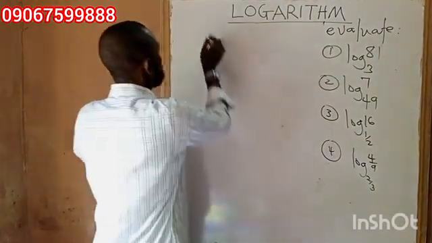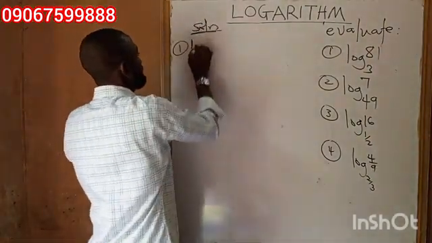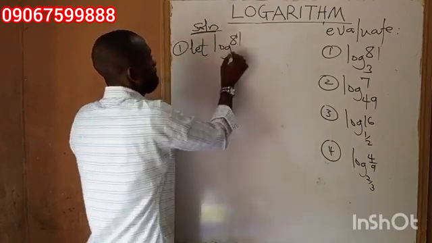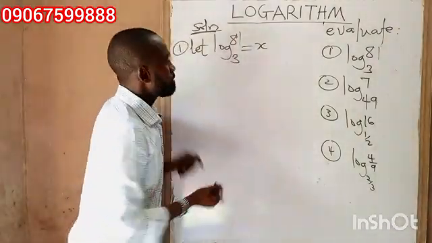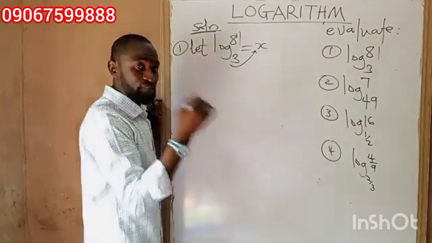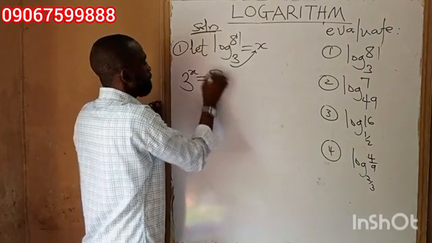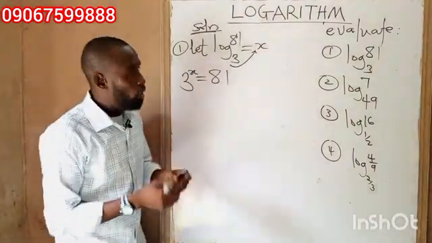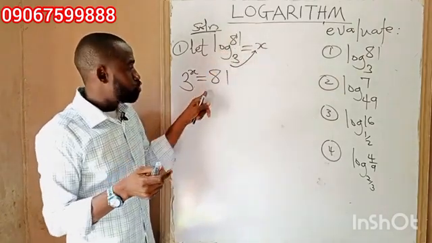So solution now. The first one, I will say let log of 81 base 3 be equal to x. Okay, what's the next thing? This 3 will now raise this x up from the basic definition. We'll now be having 3 raised to power x is equal to 81. Okay, I've now transformed this from log form to index form.